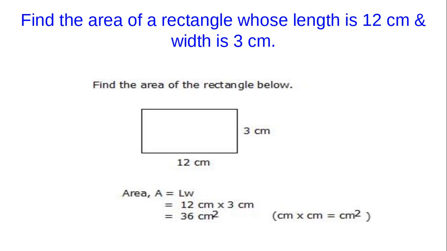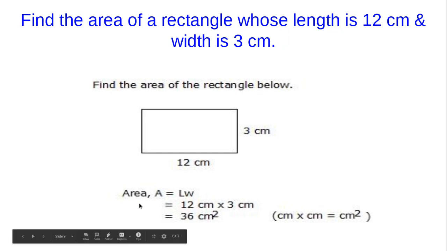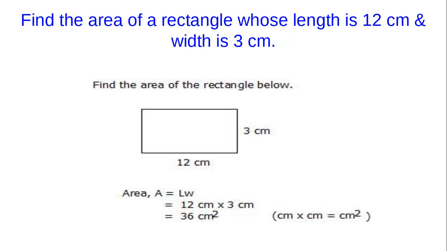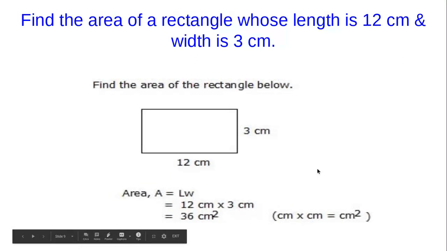Find the area of a rectangle whose length is 12 centimeters and width is 3 centimeters. So to find the area of this rectangle, we multiply the length, 12 centimeters, by the width, which is 3 centimeters. So always, area of a rectangle is length times width. So 12 centimeters times 3 centimeters gives us 36 centimeters squared. So the area of this rectangle is 36 centimeters squared.